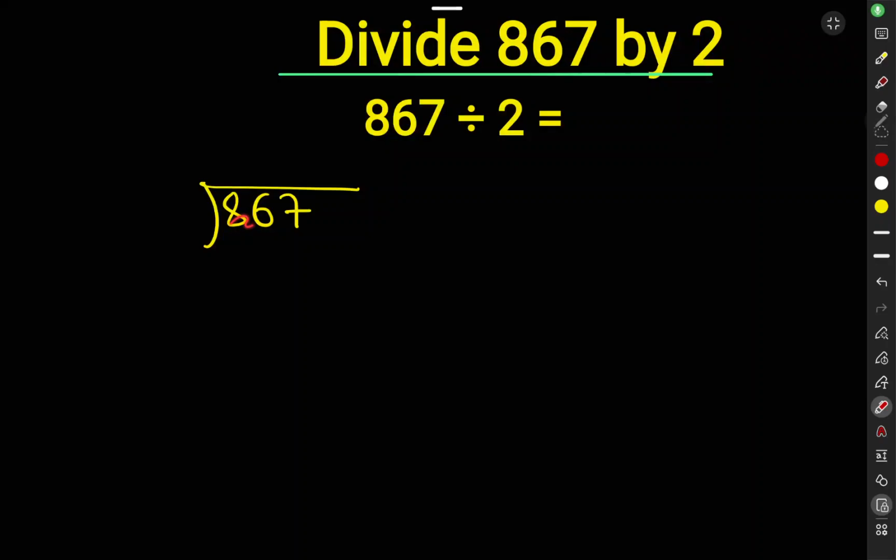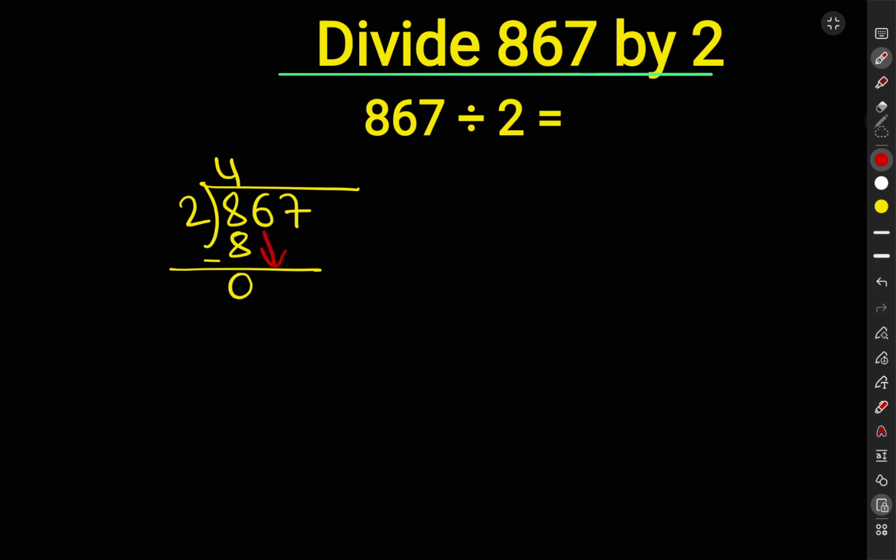We divide 867 by 2 in a long division method. So 2 times 4 is 8. On subtracting we get 0.